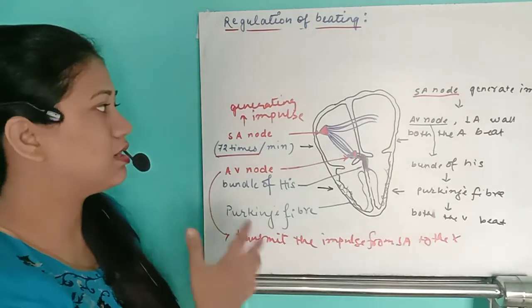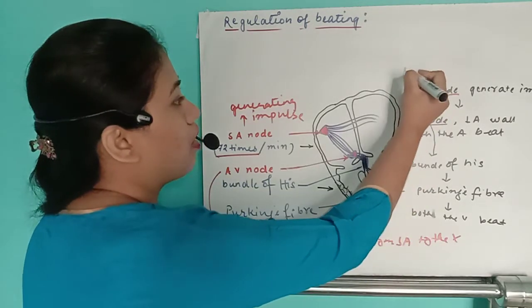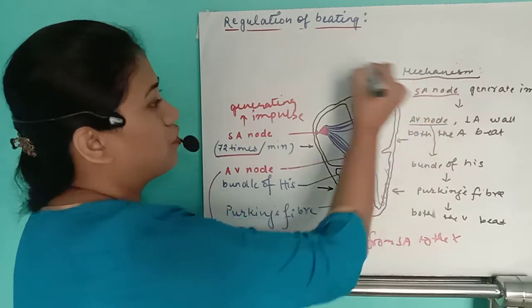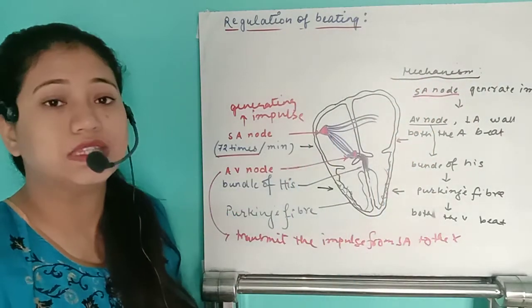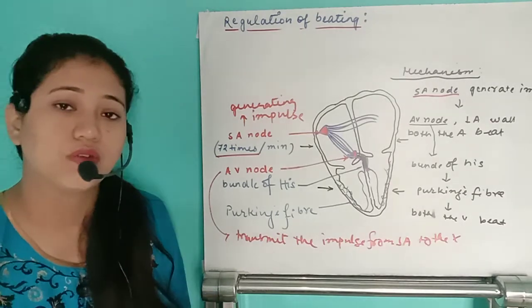So remember that these are the muscles, and this is the mechanism by which this heart will generate the impulse. After that we will see the working of the heart, how the heart will work. So let's just move to the working of the heart.